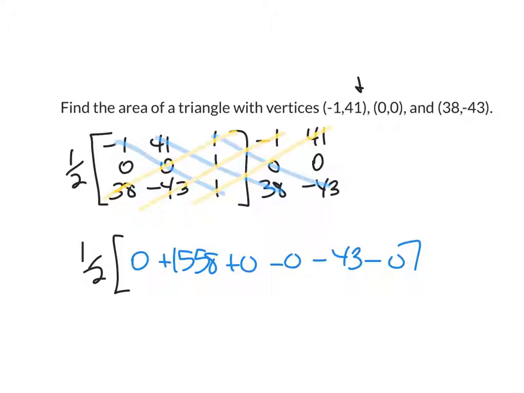And once you get all that set up, you can just finish working it out. So I'm going to go 1/2 of whatever's inside there. What I have is 1558 minus 43, which is 1515. I forgot the 1 in there. 1/2 of 1515 is 757.5, and that would be the area of that triangle.